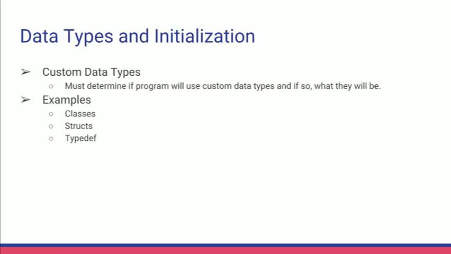And now we move on to custom data types. Part of program design is sitting down with your team, or whoever you're designing the program with, and brainstorming about what, if any, custom data types you'll need. Some examples of custom data types you can use are classes, structs, and type definitions.